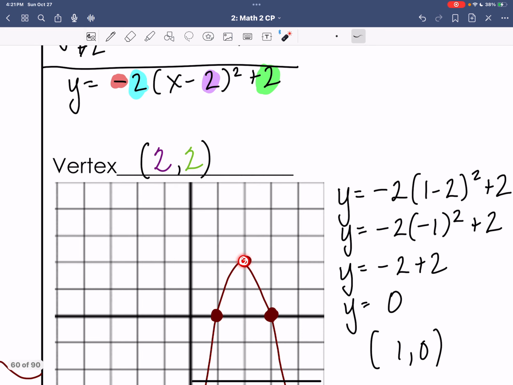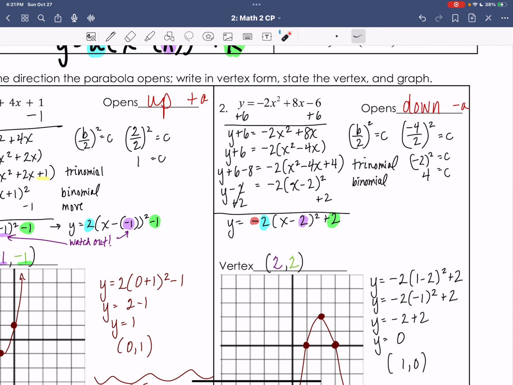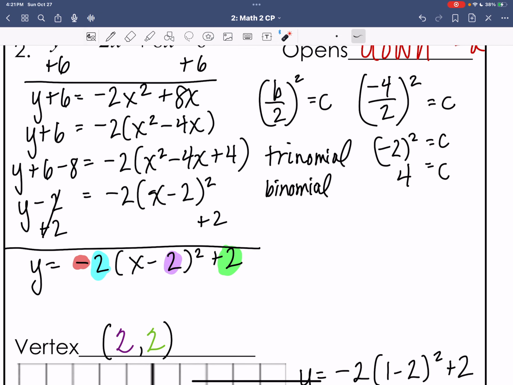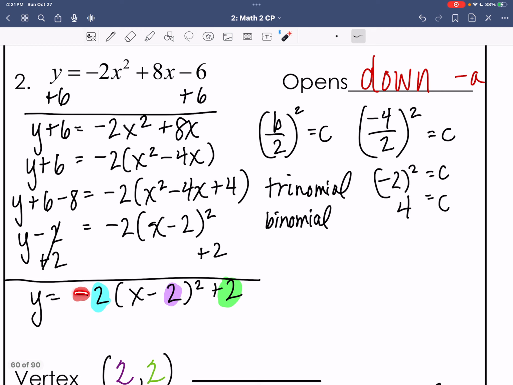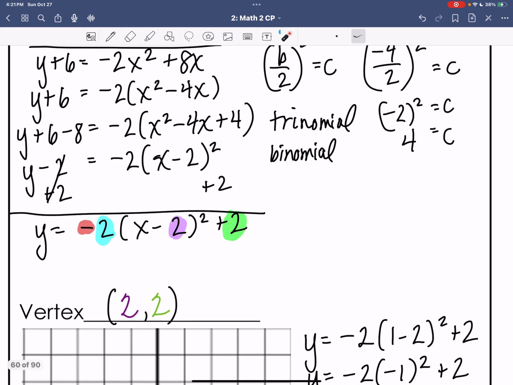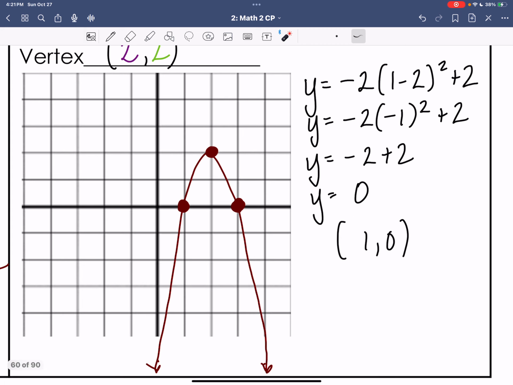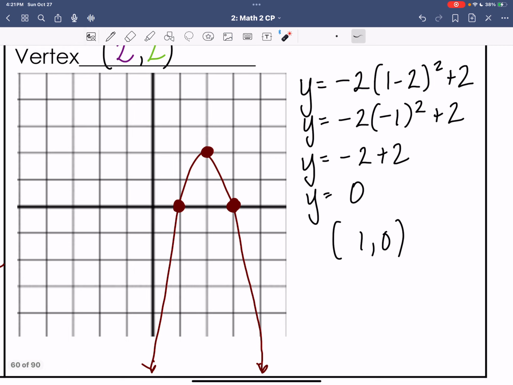So I plotted that right here. Now we need to figure out which way it opens. It opens down because you have a -a. So since a is negative, it's going to open down, which means it goes like that. All right, and then again, you can pick one spot. So they decided to pick the 1. Since we're at 2, just go 1 over. And you can substitute it in and then go ahead and solve. And so you get y equals 0. So we said when x is 1, y is 0. That's one way to do it.